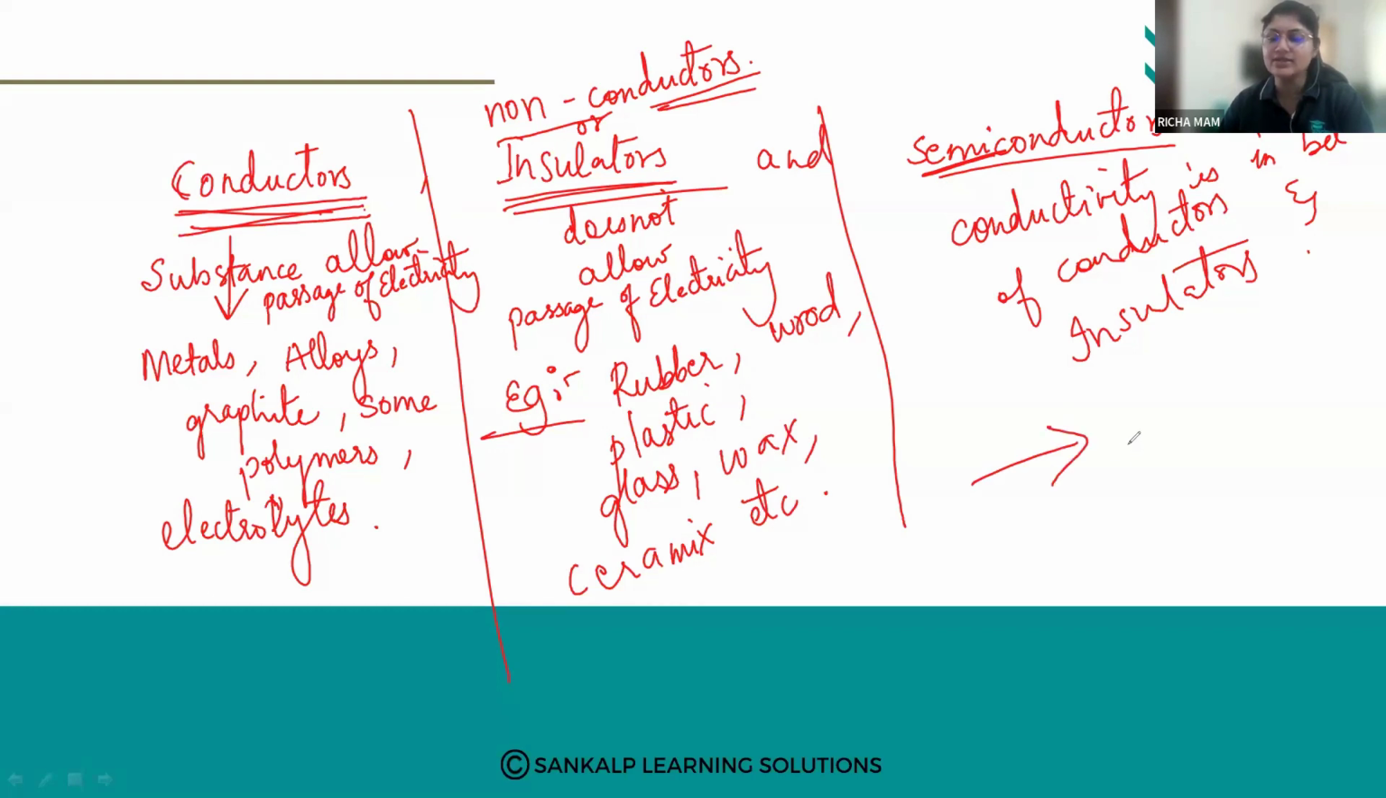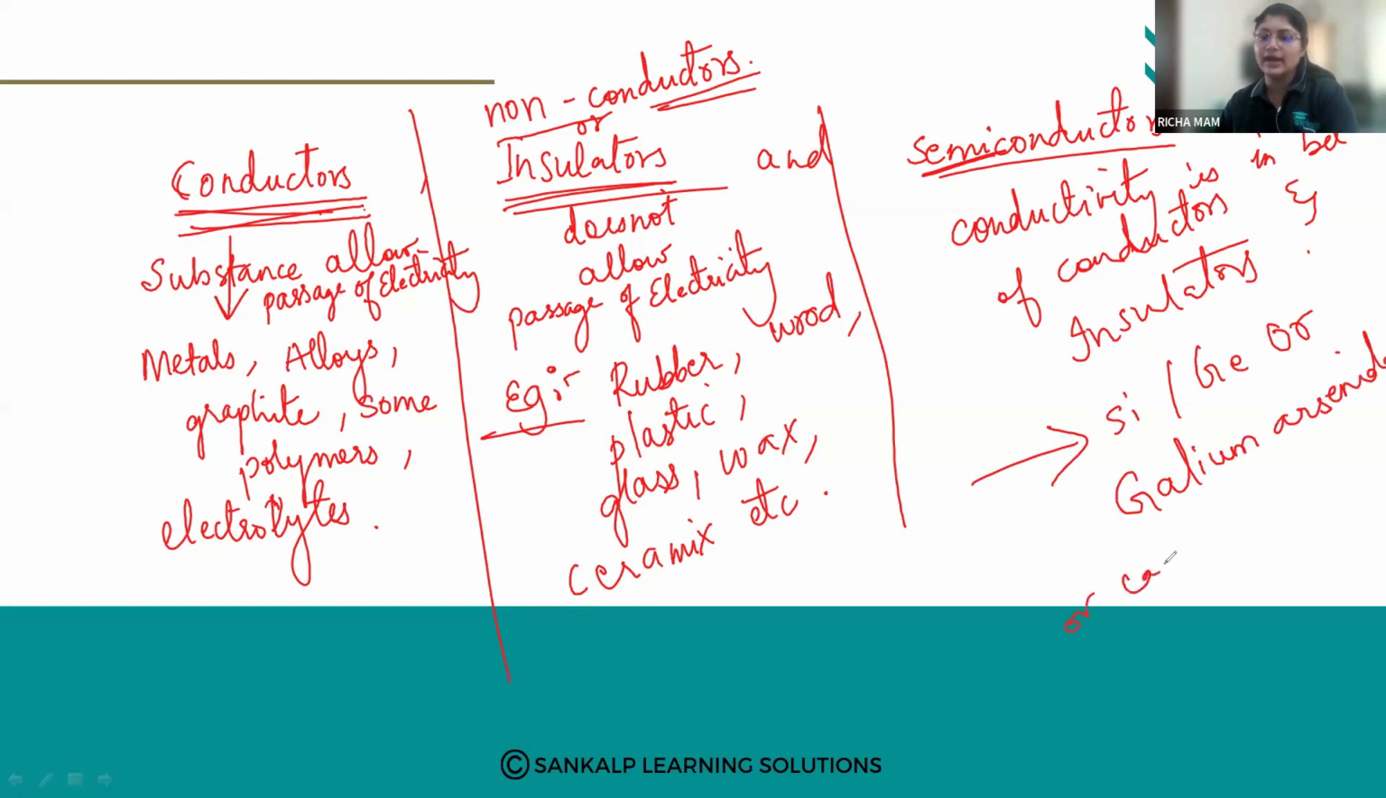So semiconductors can be pure elements such as silicon and germanium, or compounds like gallium arsenide or cadmium selenide. Okay, so these are the examples of semiconductors. These are the important terms which we are going to use in electrochemistry: what are conductors, what are insulators and what are semiconductors.